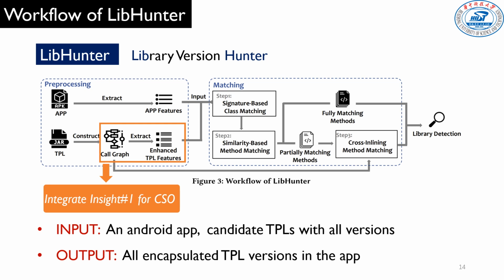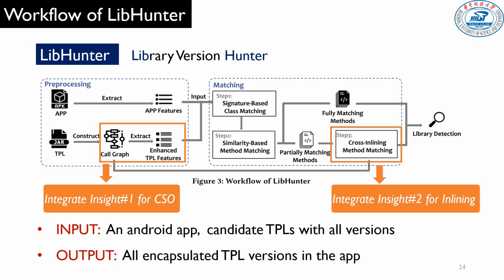Then LibHunter attempts the matching between libraries and the app. There are 3 steps. Step 1 is signature-based class matching. It matches classes based on signature patterns. Step 2 is similarity-based method matching. It identifies partial matches between methods. Step 3 is cross-inlining method matching. We apply Insight 2 for inlining here, thus predicting how the library methods are synthesized into app methods.